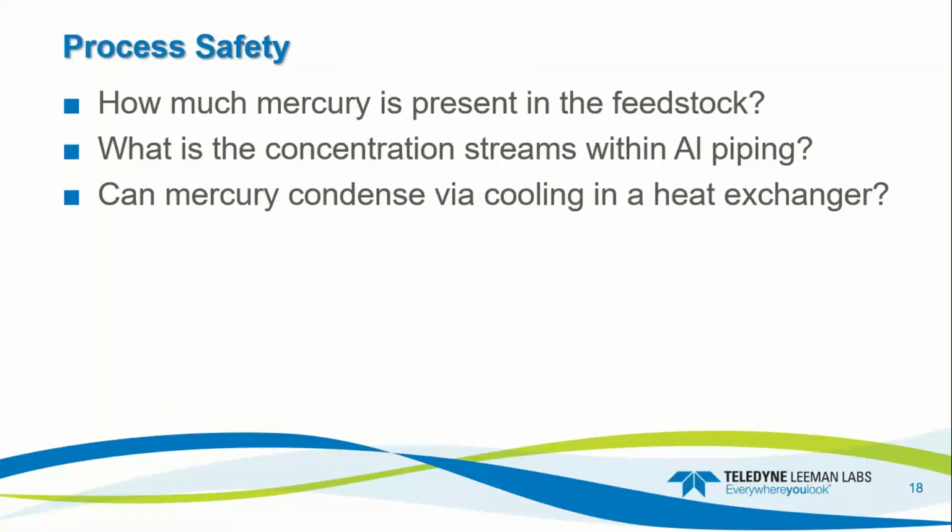How much mercury is present in feedstock? So this is process safety. What are the concentrations in the aluminum piping? Those need to be answered continuously. Charts and control charts need to be employed. They need to be looking at the historical figures for the refinery itself. Got to remember, mercury can condense via cooling in the heat exchangers, so all that is true.